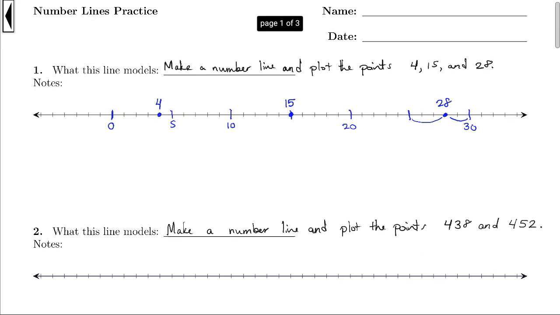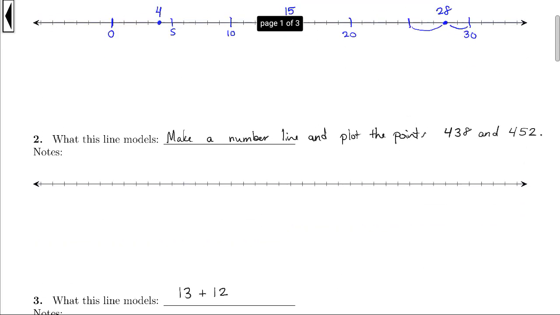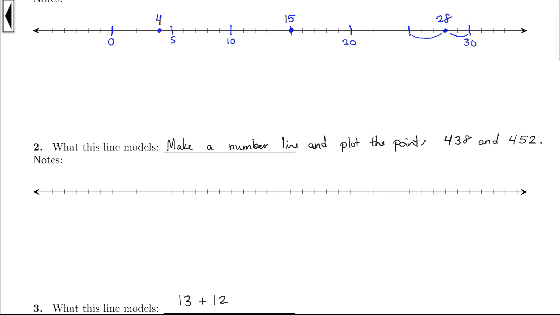Okay, so here's another one that says make a number line and plot the points 438 and 452. Now, very clearly, I do not have over 400 tick marks here, so we're going to have to do something different. And one thing to notice is you don't have to have a 0 every time. So both of these numbers are pretty close together. They're less than 20 apart. So how about if I just say 430 is here?